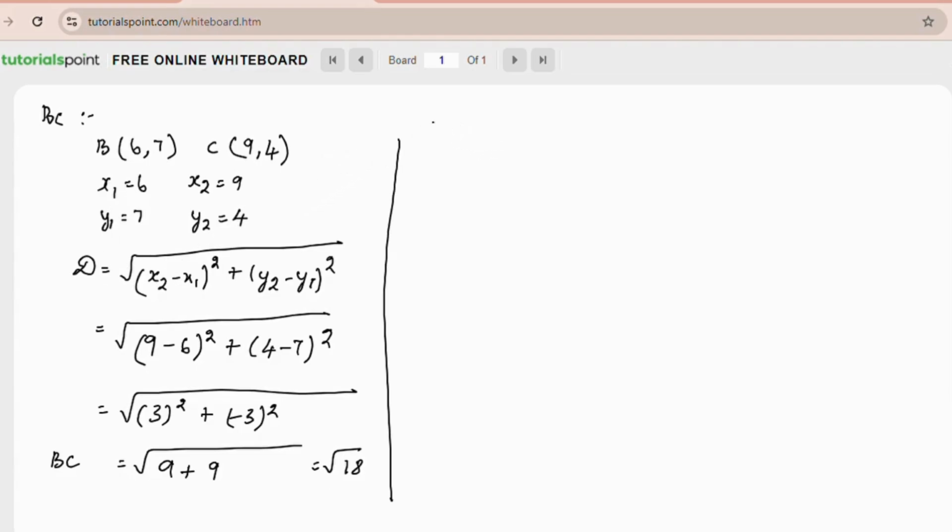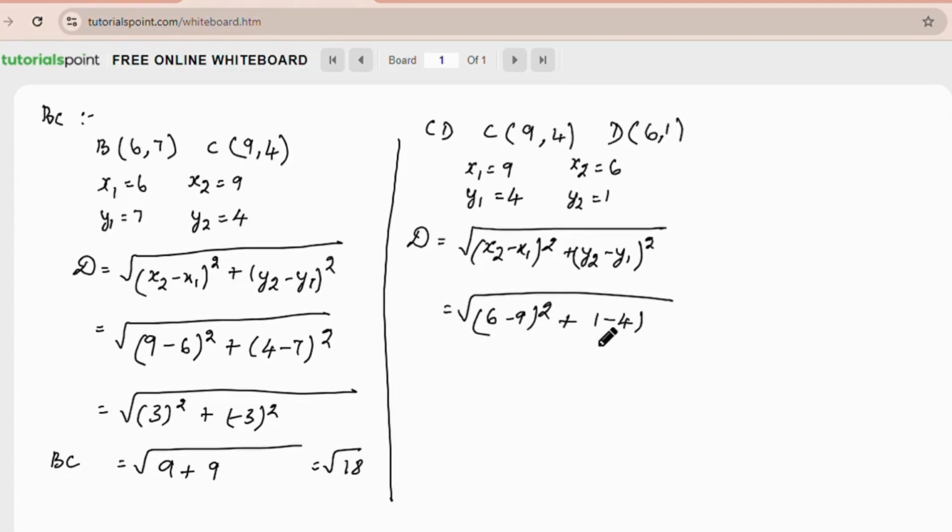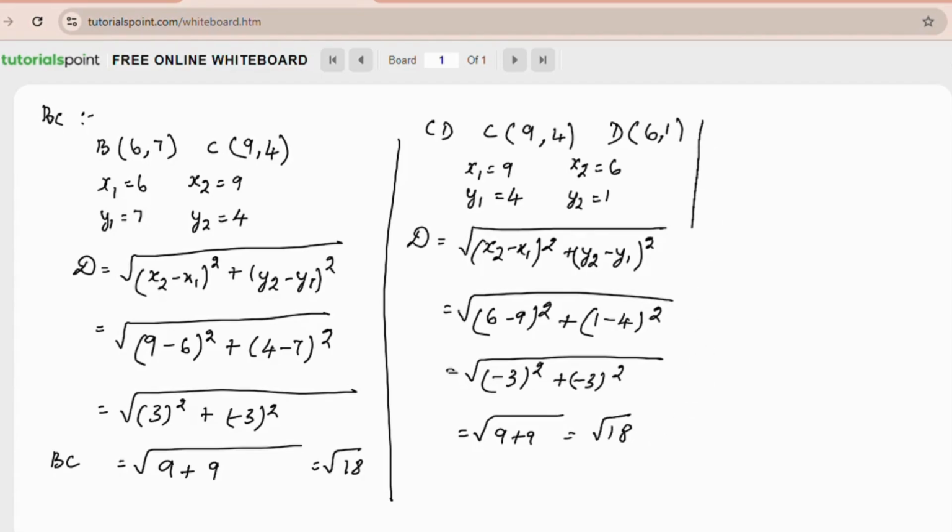Now CD. C is 9, 4 and D is 6, 1. So x1 equals 9, y1 equals 4, x2 equals 6, y2 equals 1. Again the distance formula, root of x2 minus x1 square plus y2 minus y1 square, which is root of 6 minus 9 square plus 1 minus 4 square, which is root of minus 3 square plus minus 3 square, which is root of 9 plus 9 equals root of 18. So now we have done CD.